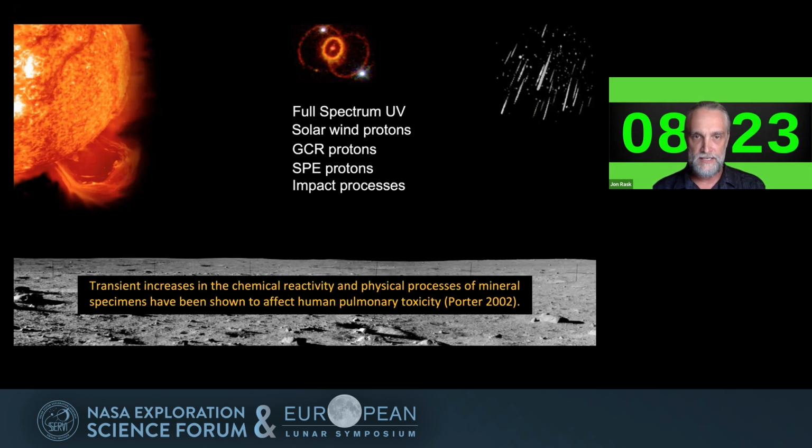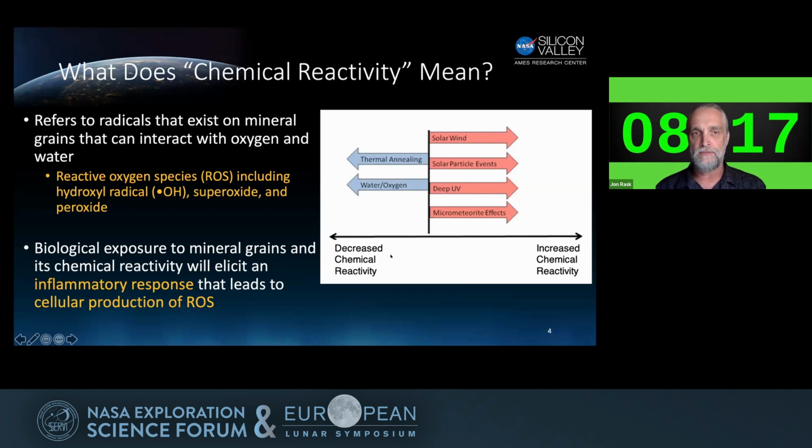So we've done a lot of studies with silica, and in the studies that I'm going to be talking about, we actually worked with Apollo 14 specimens. So what do we mean by chemical reactivity? Simply put, it refers to radicals that exist on mineral grains that can interact with oxygen and water. These are referred to as reactive oxygen species, including hydroxyl radical, superoxide, and peroxide. We'll hear more about that later in Donald Hendrick's talk.